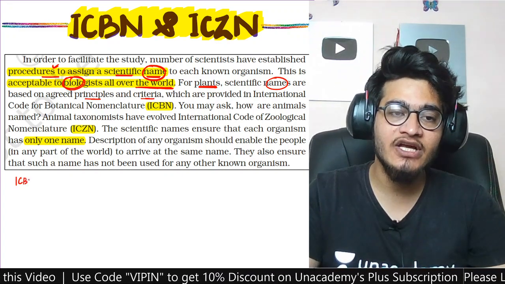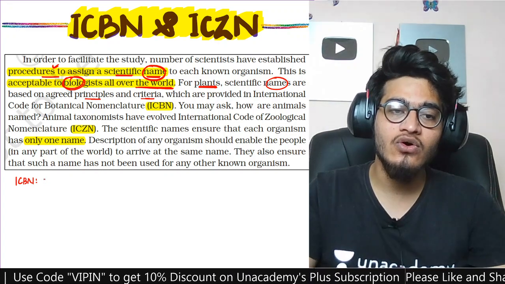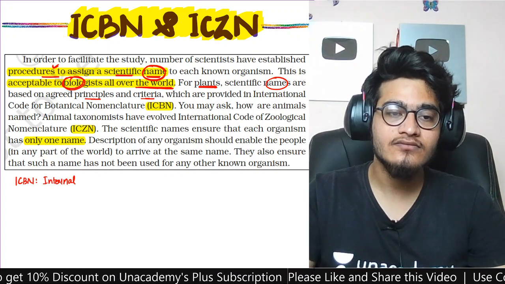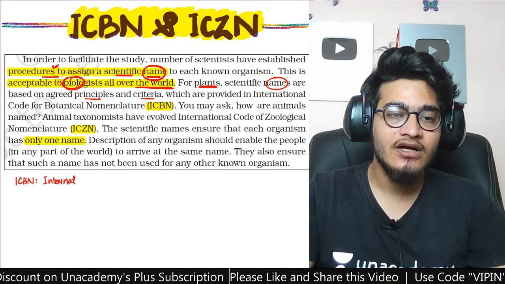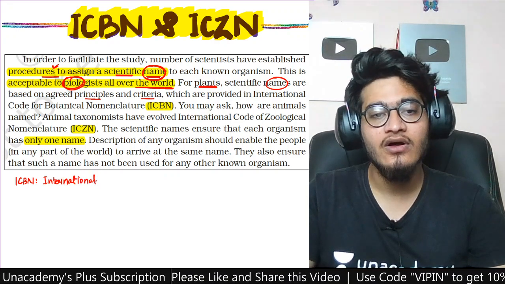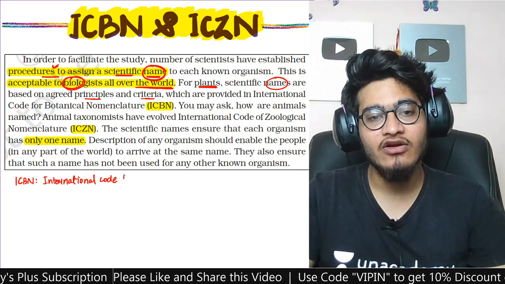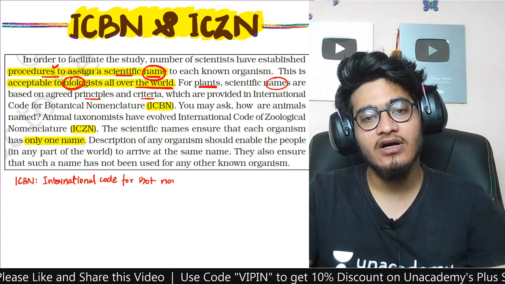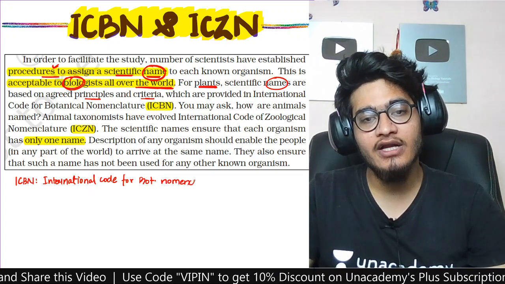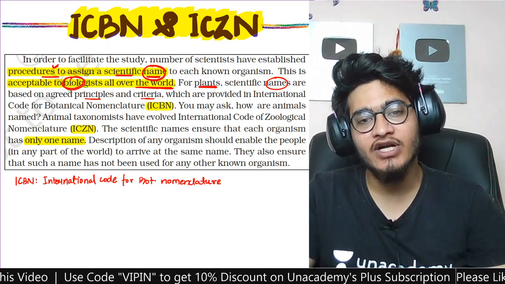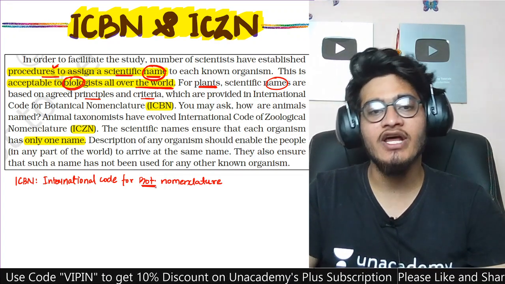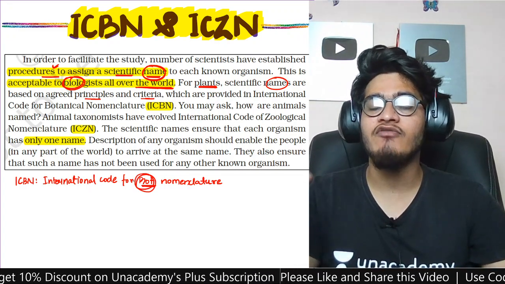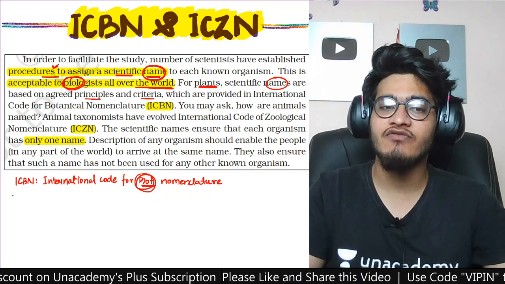So what is ICBN? International Code for Botanical Nomenclature. The word that is coming over here is botanical. So what is botanical? Botany is related to the study of plants. So obviously it will give the names of plants only. It will not give the names of animals.